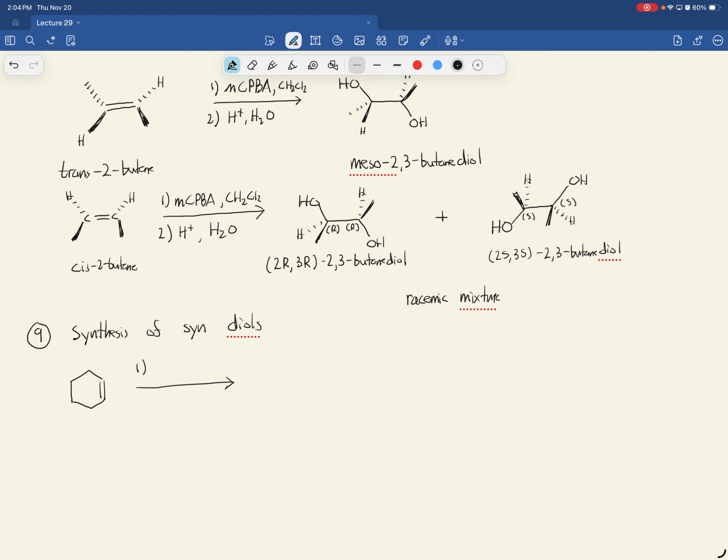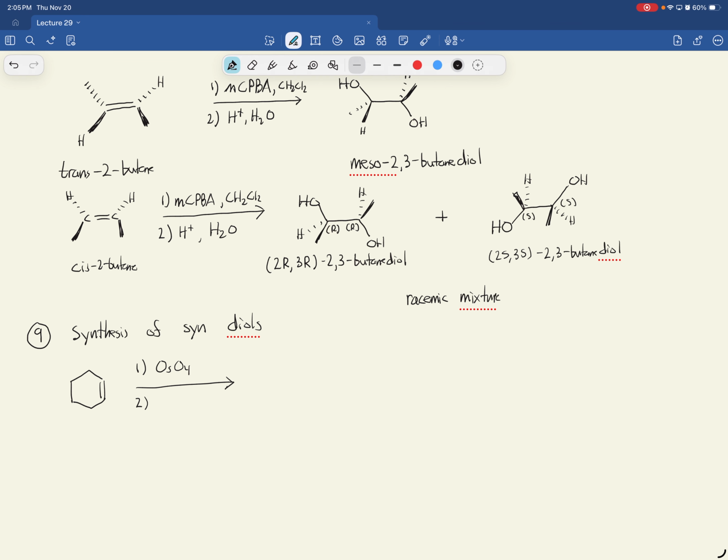So, in order to do syn diols, we need a different reagent. Osmium tetroxide. You might not have heard that element before. Osmium, Os. Osmium is very expensive and it's very toxic, so we try not to use it. If we have to, we try to do this reaction catalytically, or find different reagents here.